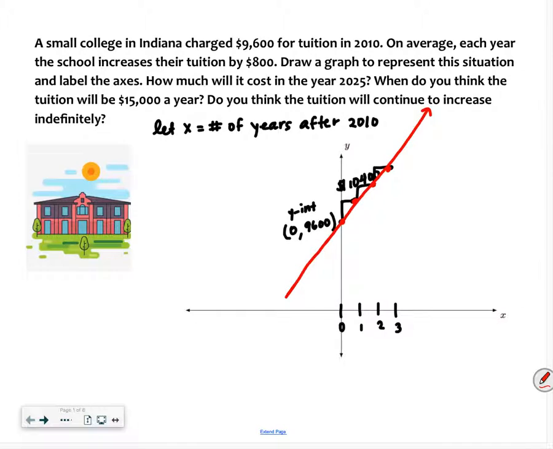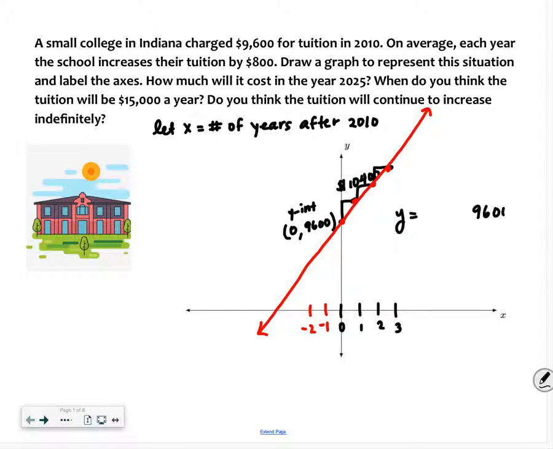Now this line would go in both directions, so even though I called that my starting point, my y-intercept, I could go in the opposite direction as well. So I could have a time of -1, -2, and so on. And in the context of this problem, that means -1 would be the year 2009, -2 would be the year 2008, and so on.